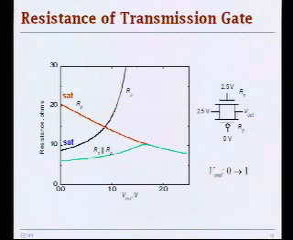When you have 0 at the output, then both of them are in saturation, and then the NMOS turns off while the PMOS goes into its linear region.